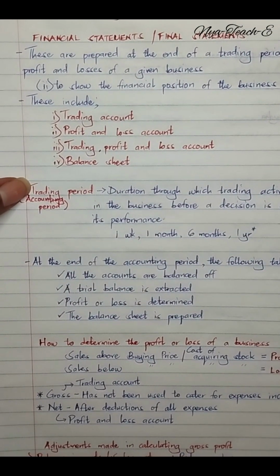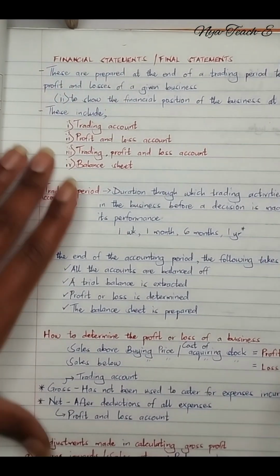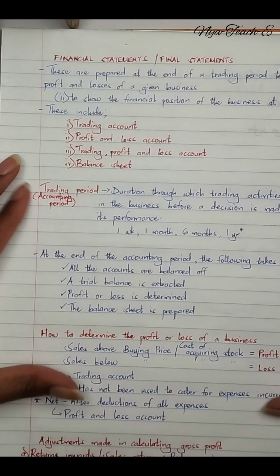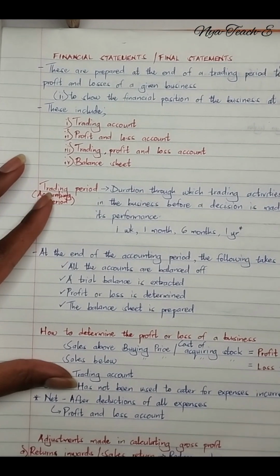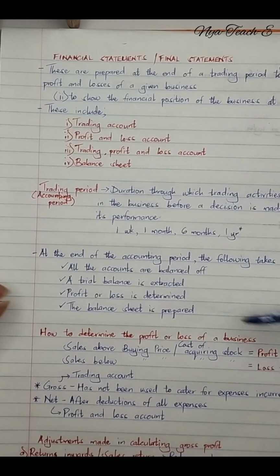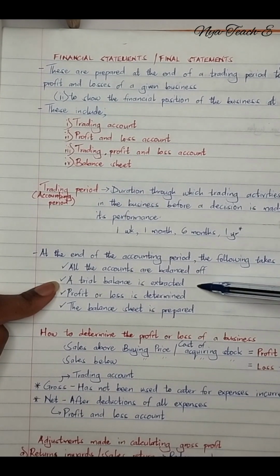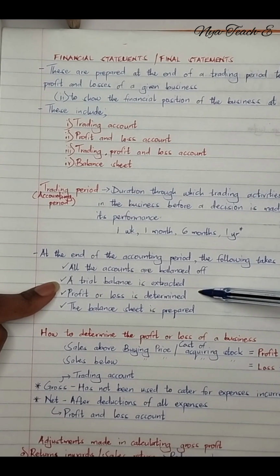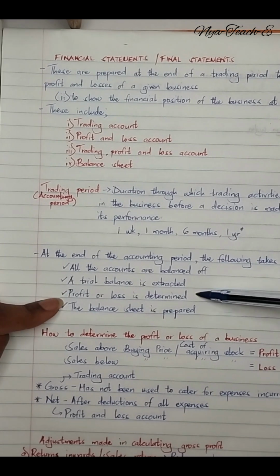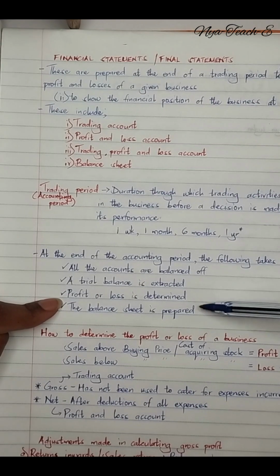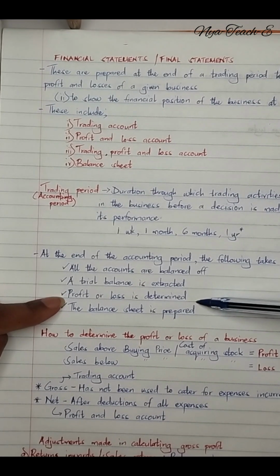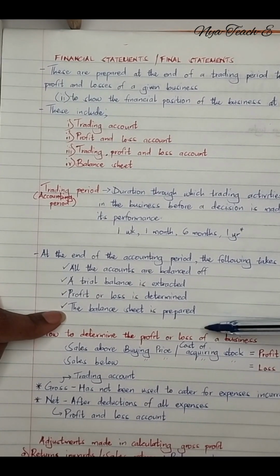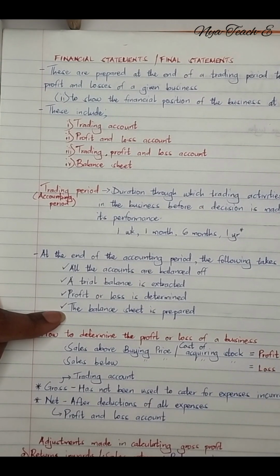At the end of the accounting period, some of these activities take place. For example, all accounts are balanced off, and then you are able to extract a trial balance. We'll learn what a trial balance is, and then the profit or loss of this business can be determined. And finally, you are also able to prepare the balance sheet.